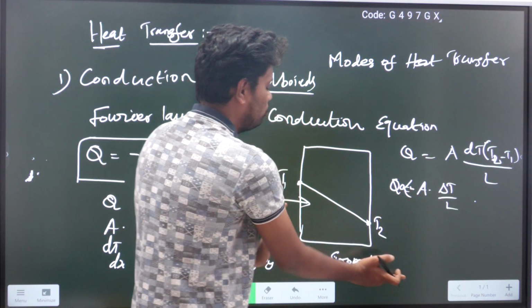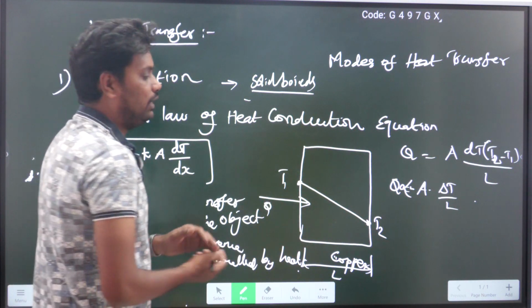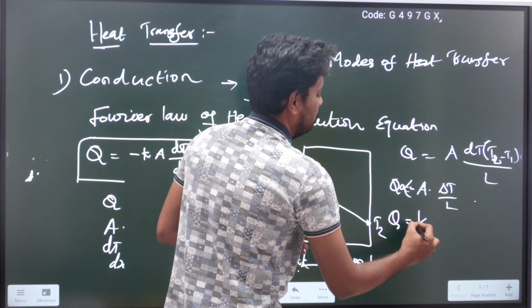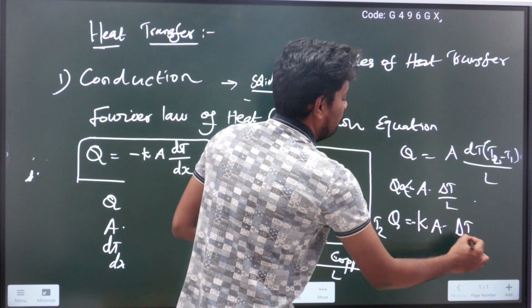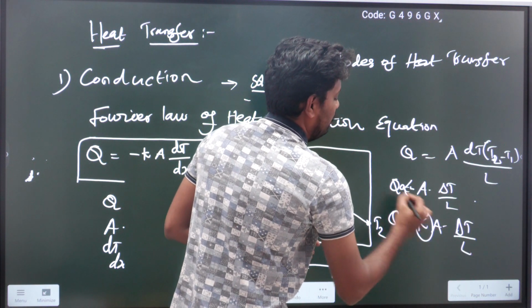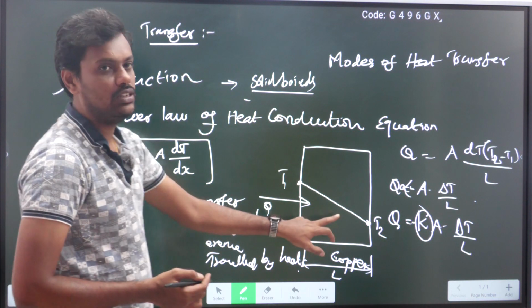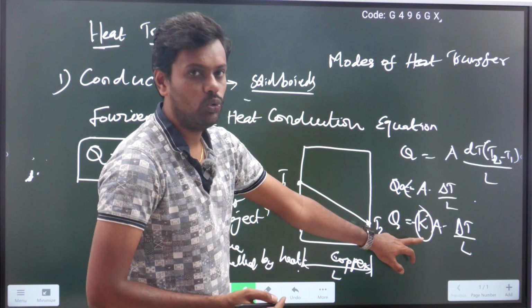and inversely proportional to the length. If we increase the length, then the heat transfer will decrease. Then there is one constant of proportionality, which is K, that is minus K into A into delta T by L. So what is this K? K is nothing but the thermal conductivity of the material. That is a constant value, which is a property of the material. Each and every material has its own property.